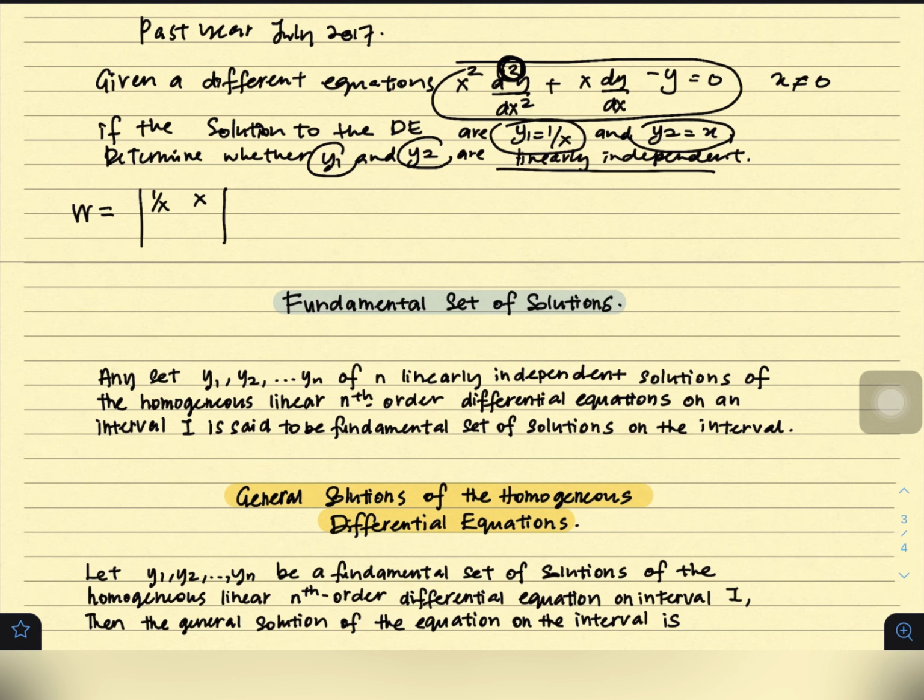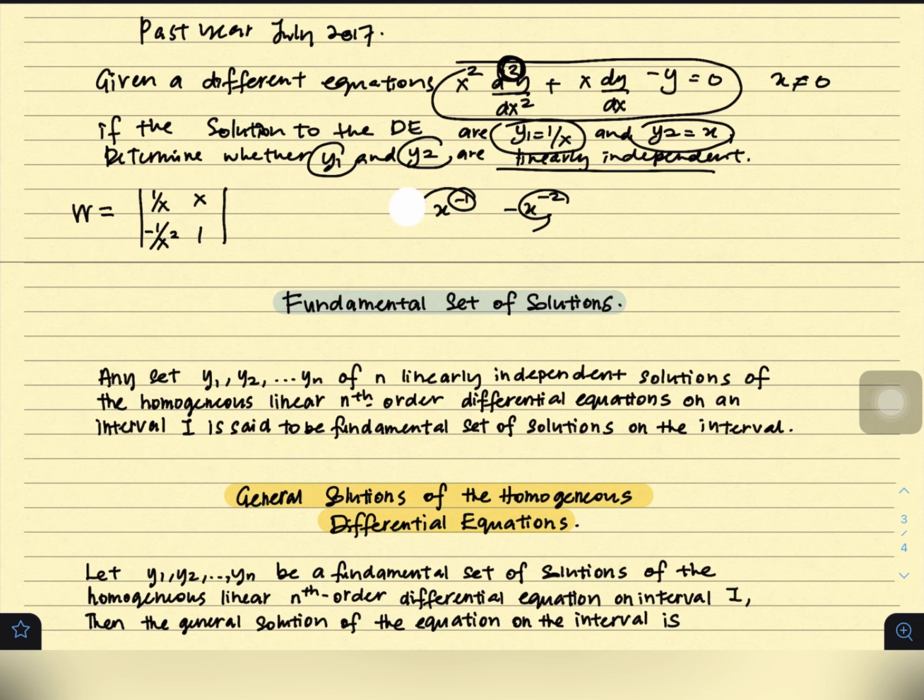So differentiate 1 over x, you will get negative 1 over x to the power of 2. You need to find out how. Because 1 over x is actually x to the power of negative 1. So when I want to differentiate, negative x to the power of negative 2, I bring it down, so it will be negative 1 over x to the power of 2. And differentiate x is equal to 1.